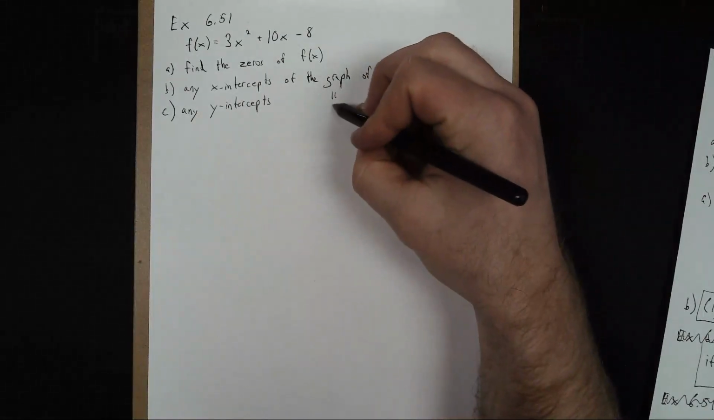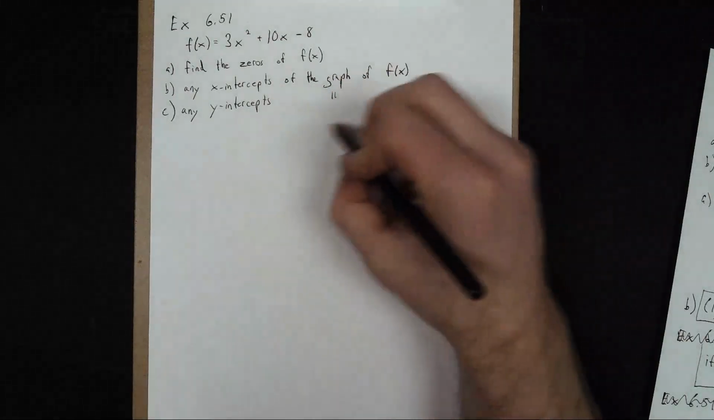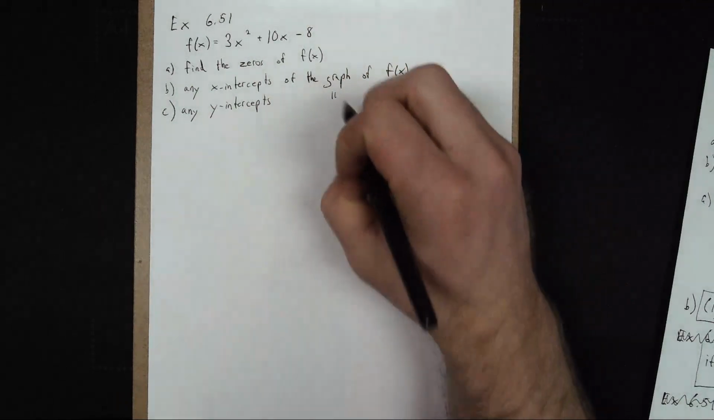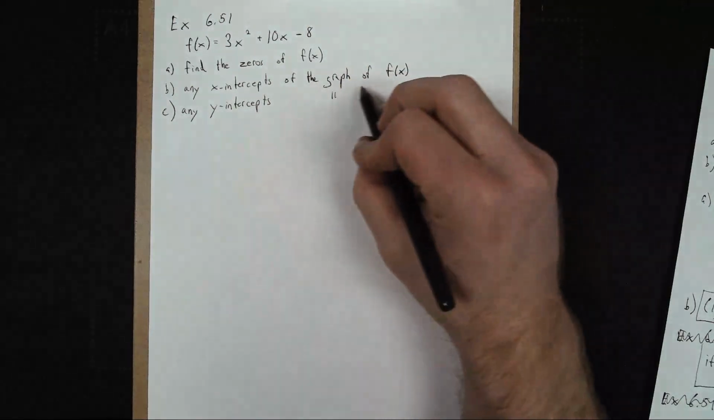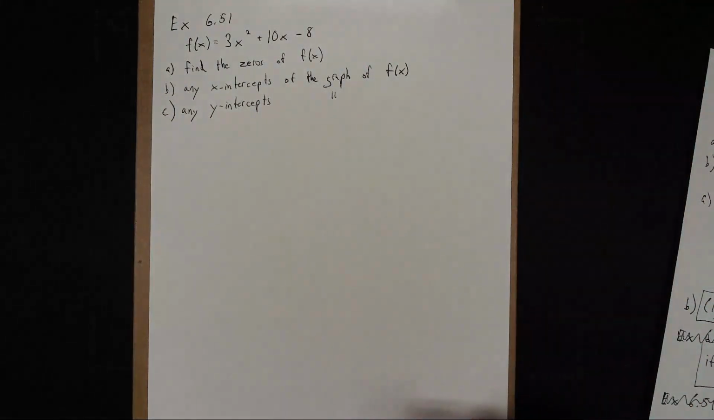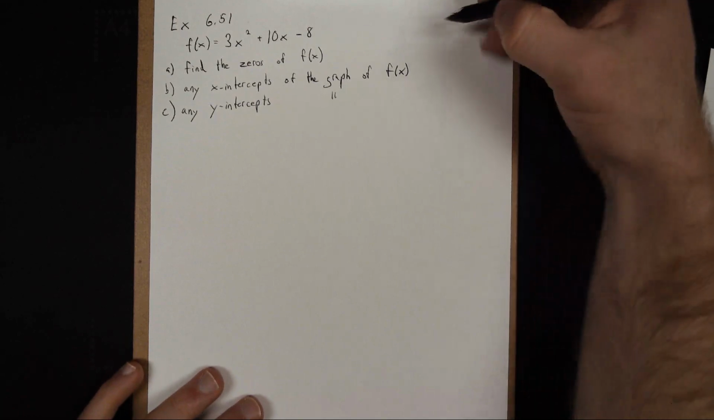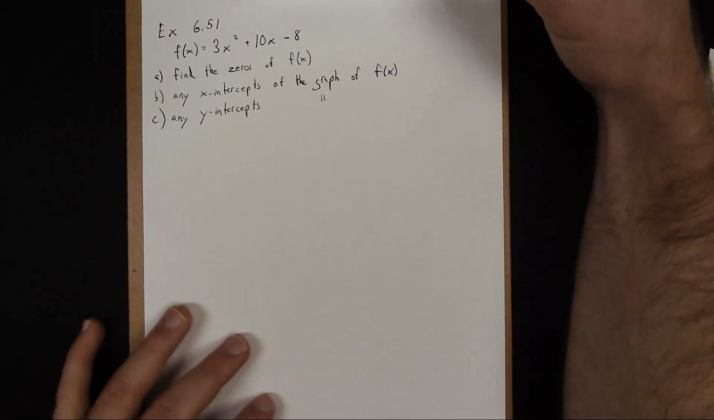When you see these two little lines, it just means the same as whatever's above it. So I'm just copy and pasting of the graph of f of x right here. Any y-intercepts. Okay, so let's make a very, very general drawing here. Very quick.